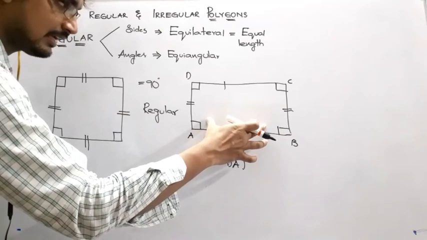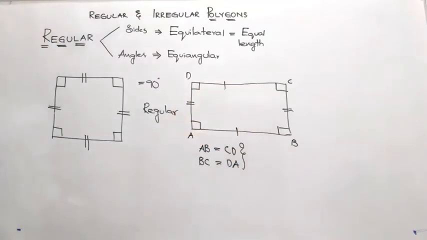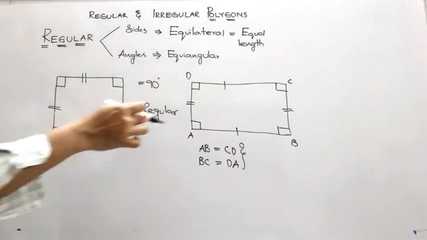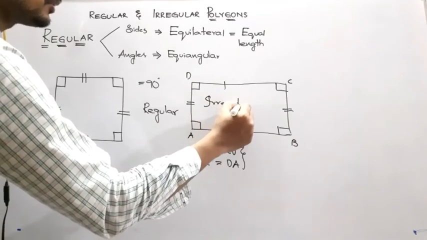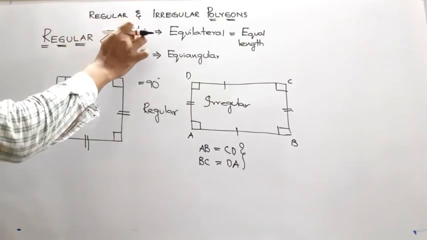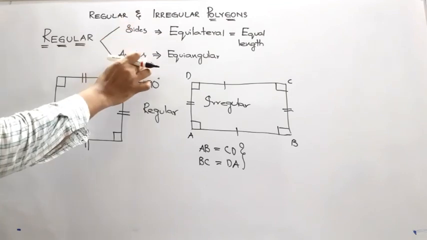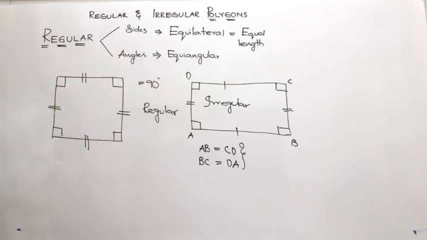Though the angles are equal, as we are not satisfied with the lengths of the sides of a rectangle, we can say that a rectangle is an irregular polygon. So that is the basic difference between a regular polygon and an irregular polygon. We have to check whether the given polygon carries sides of equal length and angles of equal measure. Then only we will decide the given polygon as regular or irregular.